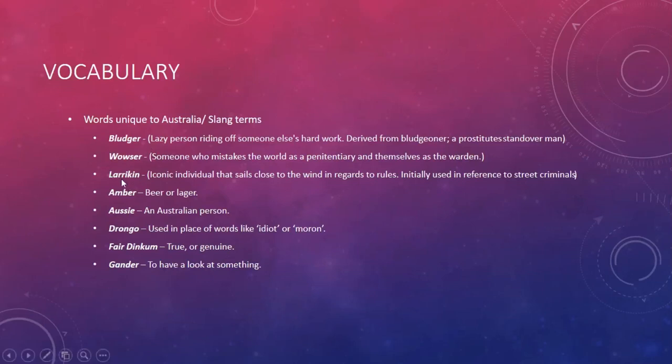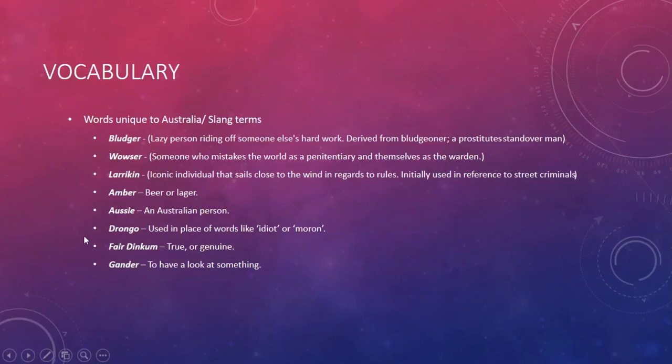Okay. And then there is another word, larrikin. Larrikin means an iconic individual that sails close to the wind in regards to rules; someone who keeps saying they did or didn't break the rules. Usually this word is used to refer to street criminals. And then amber is actually beer or lager. And then Aussie is an Australian person, you know that. Then drongo is a word used for idiot or moron.